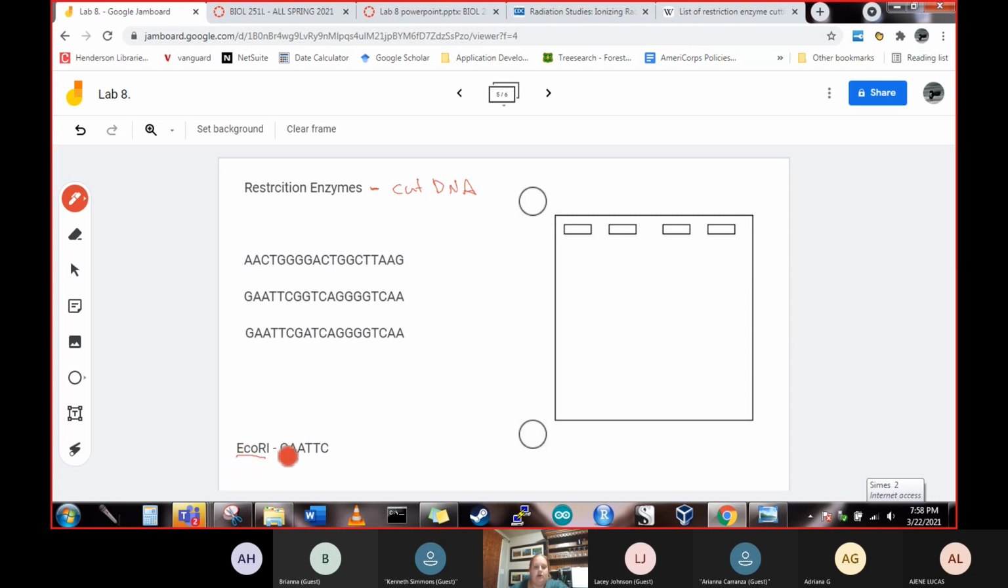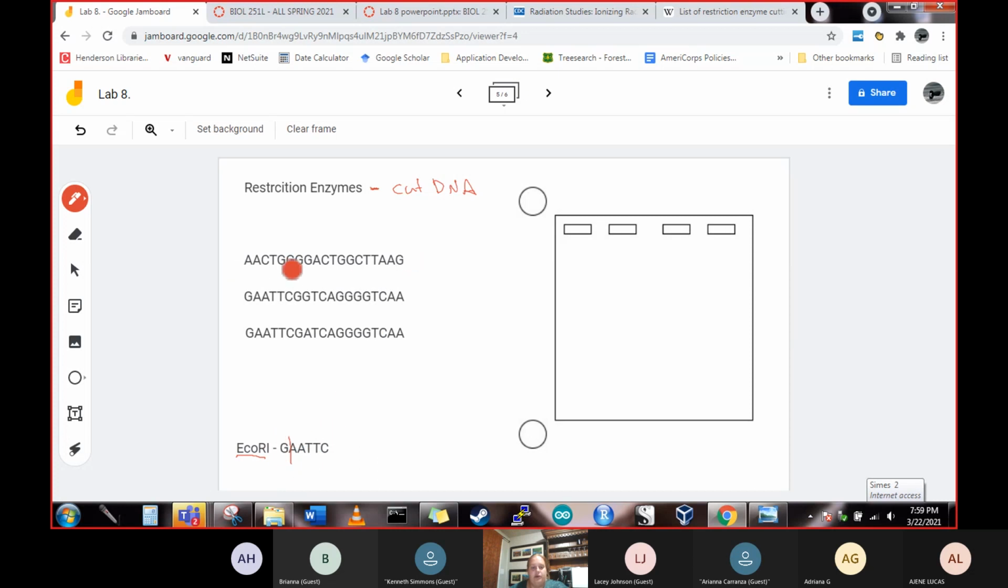So EcoRI looks for this particular sequence and will cut the DNA between the G and the A. I did some example DNA sequences here. Just think of these as your normal DNA in your cell. If this EcoRI is introduced to your DNA, it will scan along and look for this GA break, but in the context of this larger sequence.